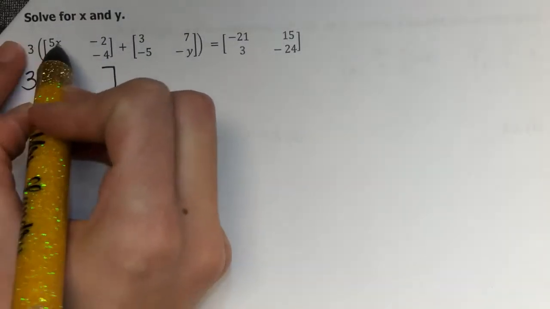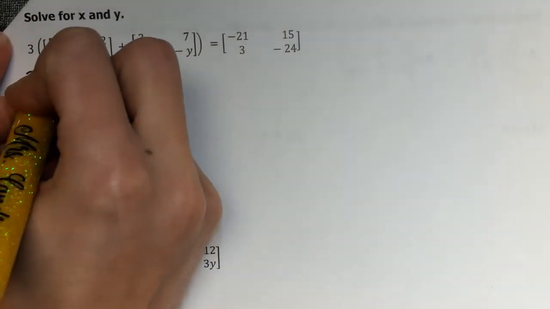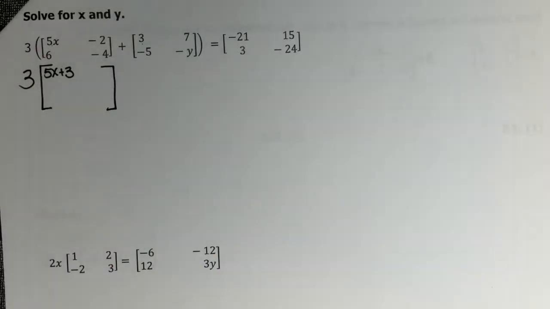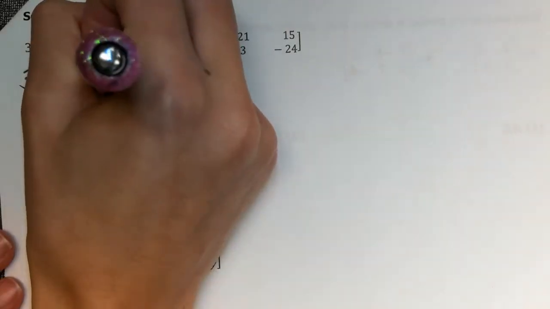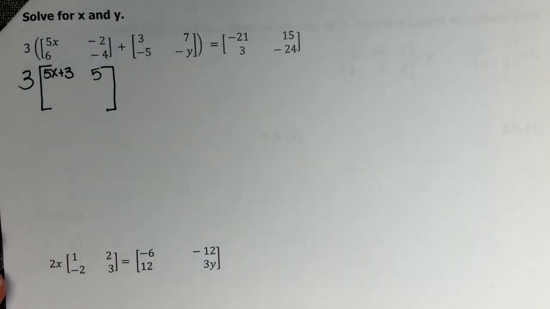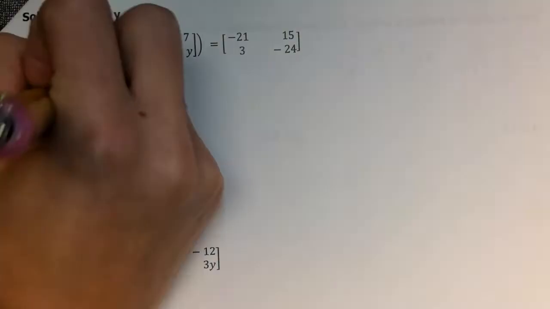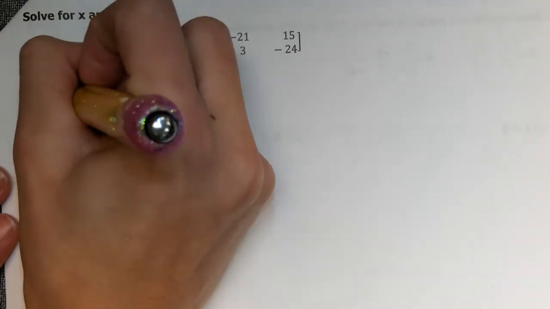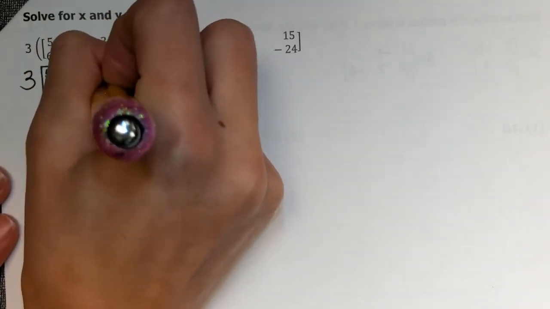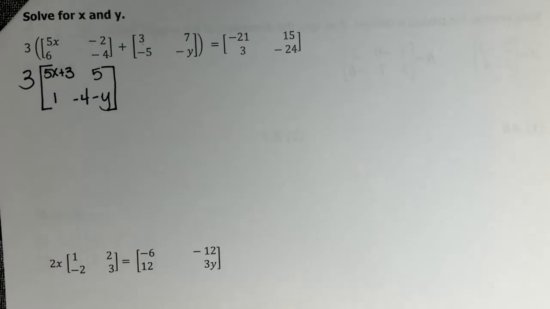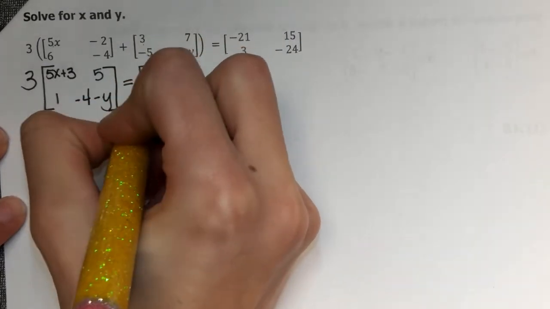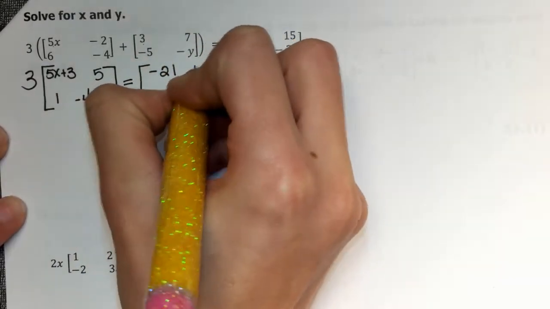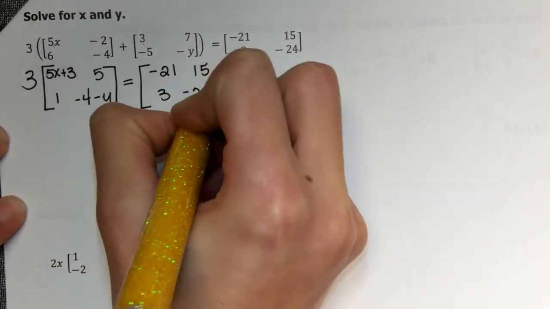All right, so when I'm adding, I've got 5x plus 3. I'm just going to write that as is because they're not like terms. And then I've got negative 2 plus 7, and that's going to give me 5. I've got 6 plus a negative 5, so 6 minus 5, 1. And then negative 4 plus negative y is just going to be negative 4 minus y, or negative y minus 4. Same thing. And then I'm going to copy down the rest equals negative 21, 15, 3, and negative 24.